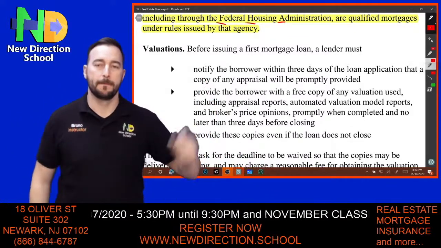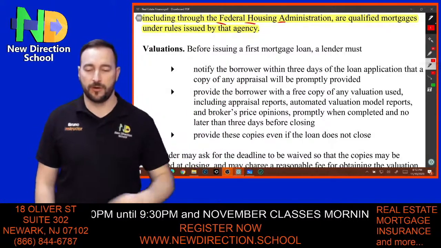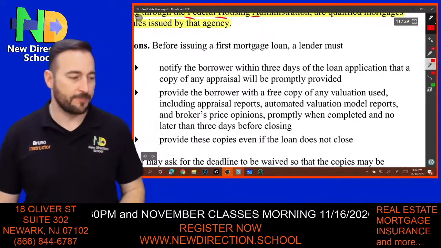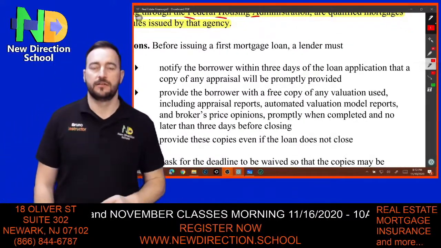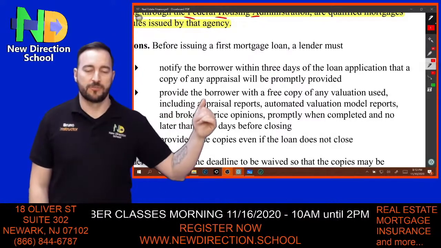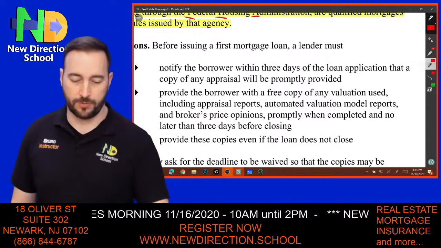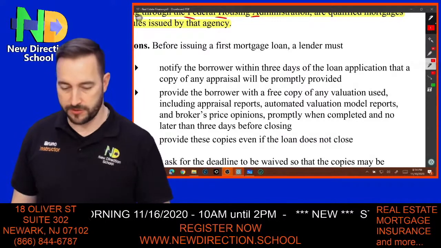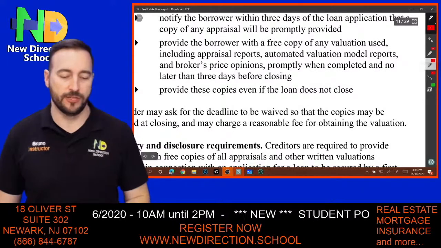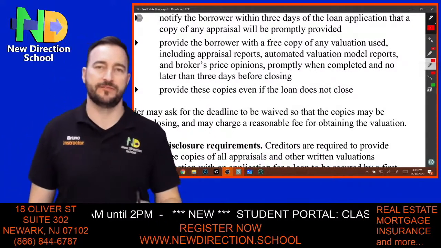So we're going to notify the borrower. Before issuing the first loan mortgage, notify the borrower within 3 days of a loan application that a copy of any appraisal will be promptly provided. Provide the borrower with a free copy of any valuation used, including appraisal reports, automated valuation models reports, and broker price opinions, promptly, and no later than 3 days before closing. And provide these copies even if the loan does not close.